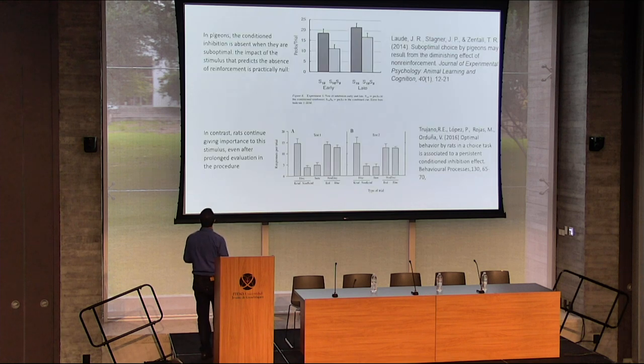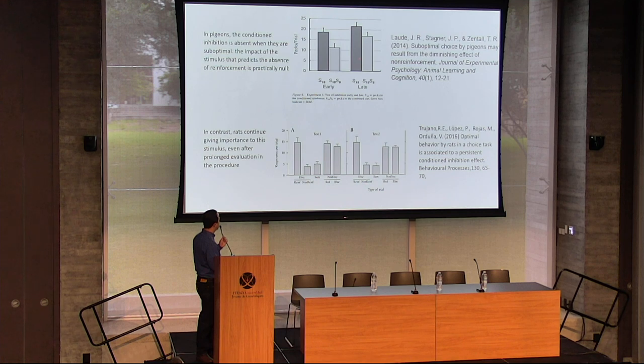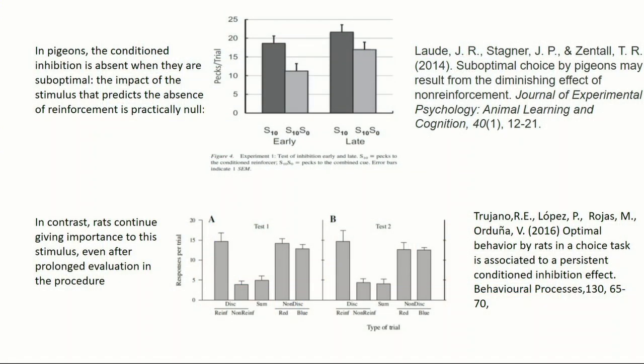However, it is not the case for pigeons. We know that a stimulus is a conditioned inhibitor because when we present both the positive and the negative stimulus, the response rate should decrease when compared to only the positive stimulus. So this data suggests that pigeons are behaving with the compound, the positive and the negative, in a very similar way to when only the positive stimulus is presented.